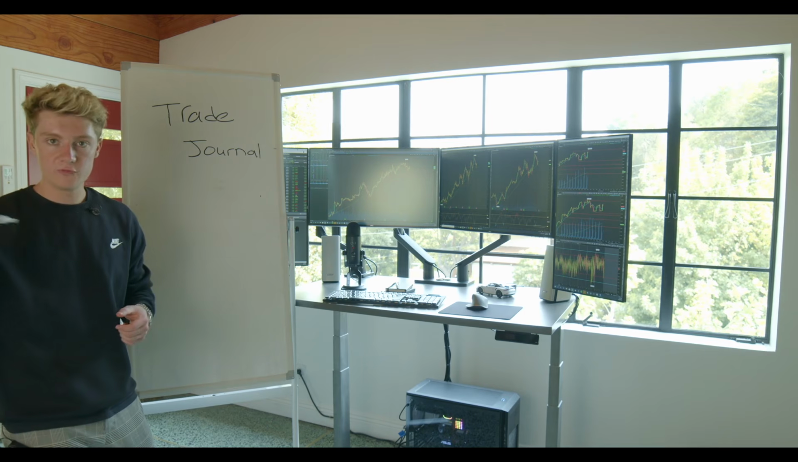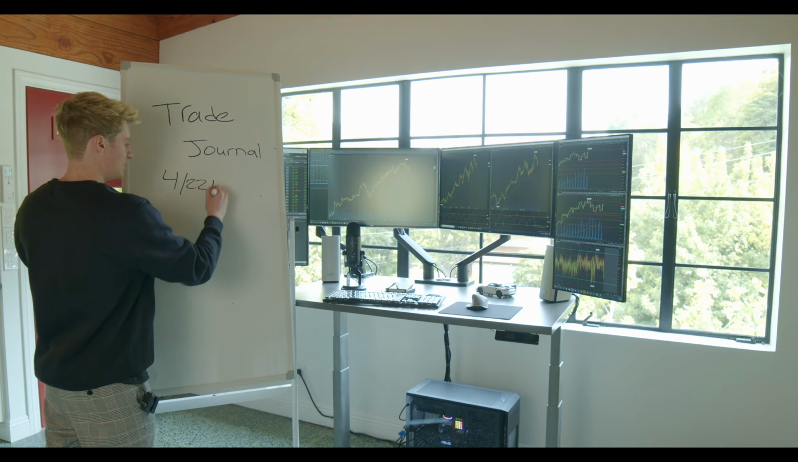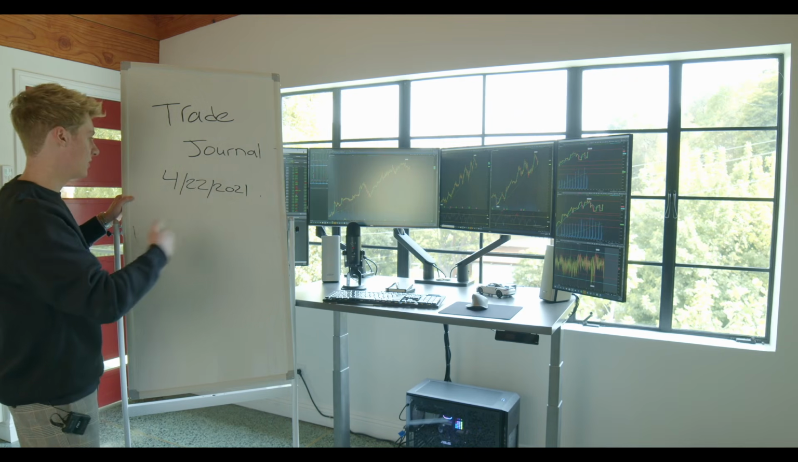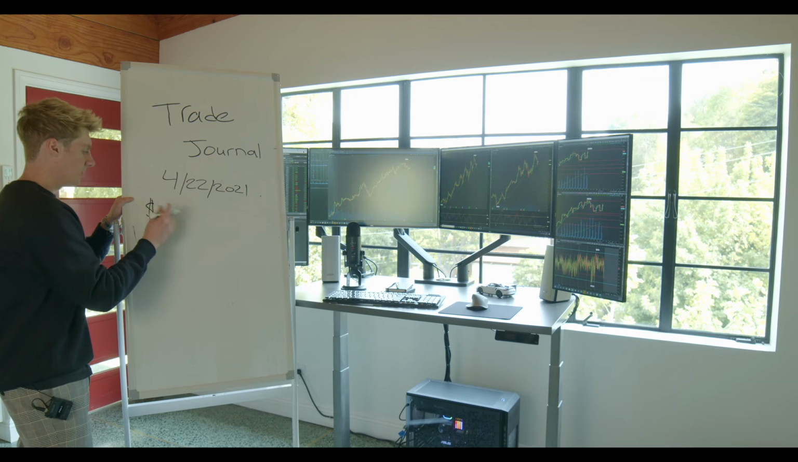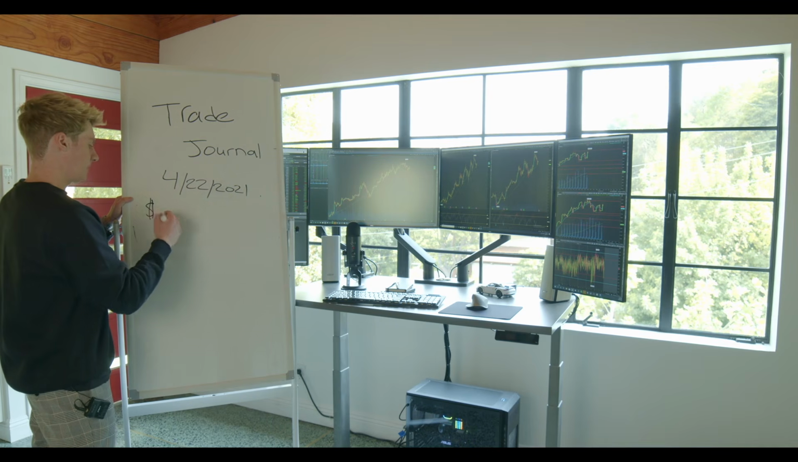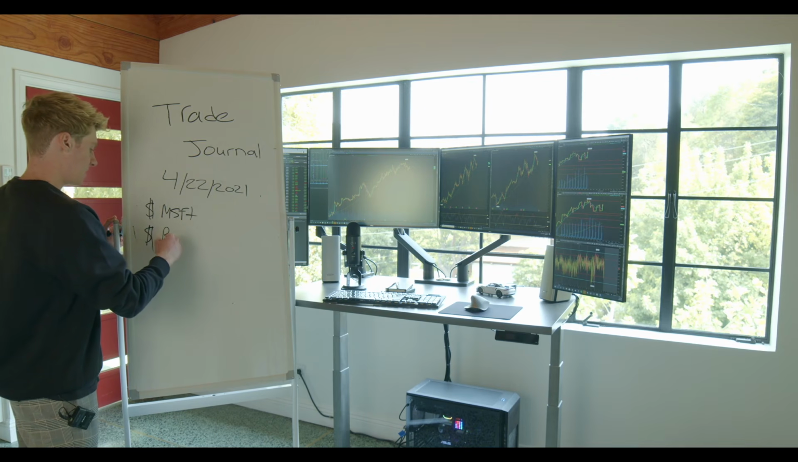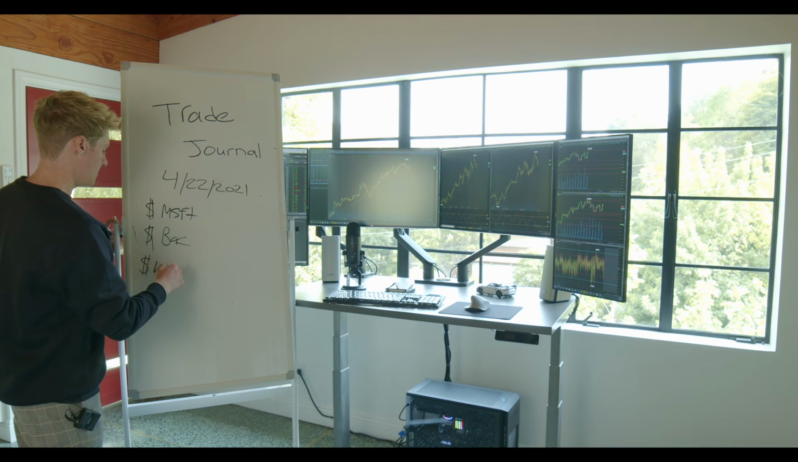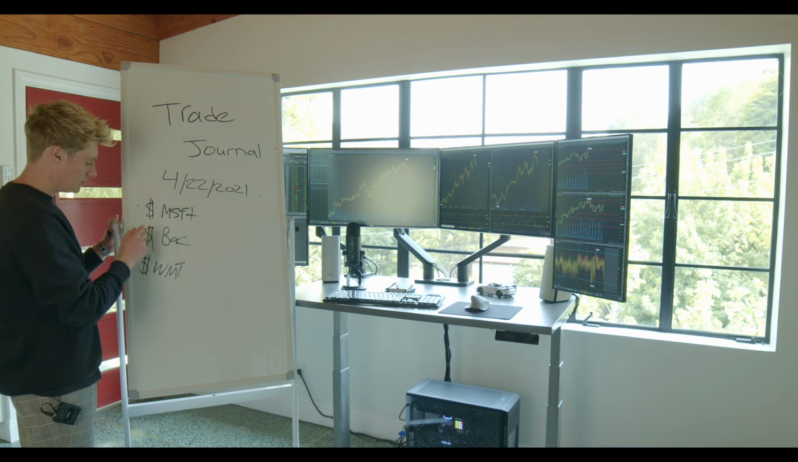Here is how I want you to format your trade journal. You're going to start by just putting the date. I believe today is the 22nd and it is 2021. Put that up in the top left or whatever. And then next, you're going to write down the ticker symbol. So say you're trading Microsoft, so MSFT, and maybe you traded Bank of America, so BAC, maybe you traded Walmart, WMT. Essentially you're just logging the trades you've taken.